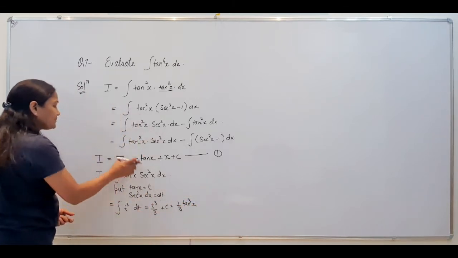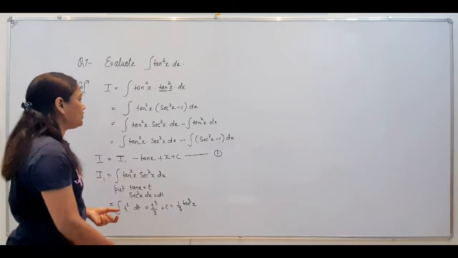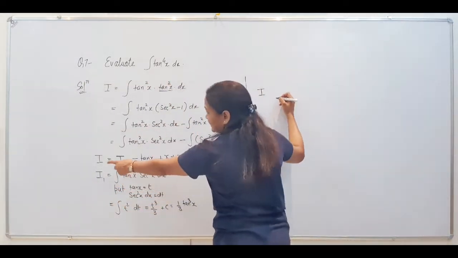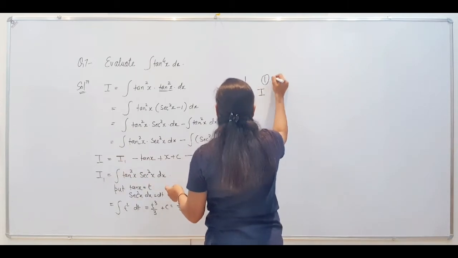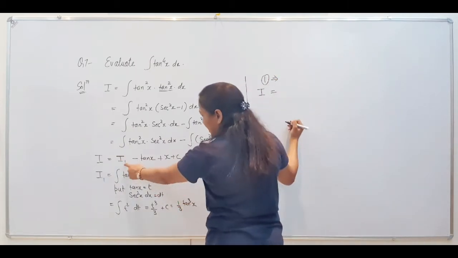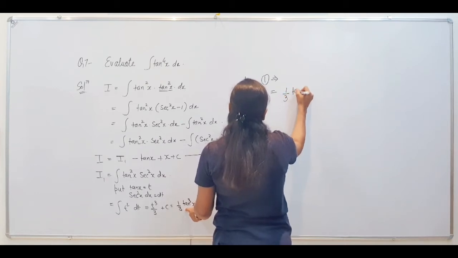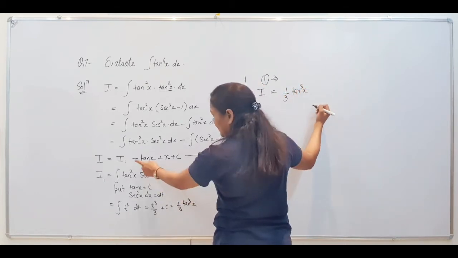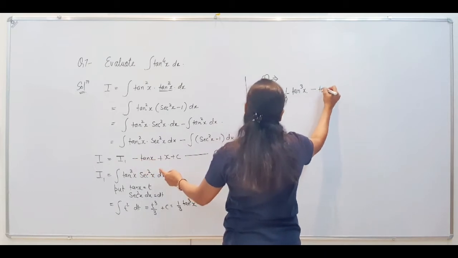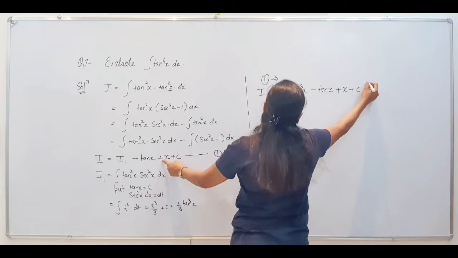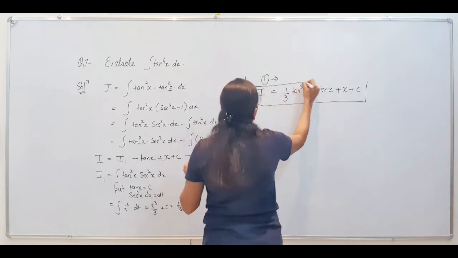When you substitute the value of I1 in I, then you will get your I equal to, implies your I will become, what is the value of I1? 1/3 tan cube x minus tan x plus x plus c, and this will be your final answer.